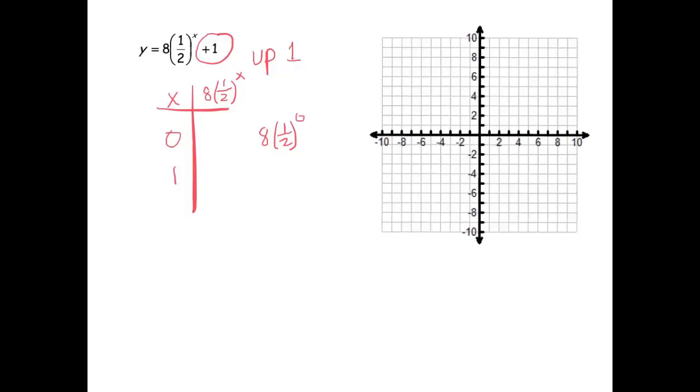Remember, something to the 0 power is really 1, so this gets us 8 times 1, which is 8. So 0, 8. I'm not going to put the point on the graph, right, because we're going to move those points up 1. Let me plug in 1, see what I get. So I get 8 times 1/2, which is 4. All right. Now, if you wanted to, let me get rid of this work for a second.